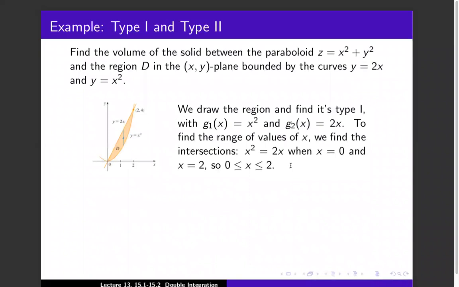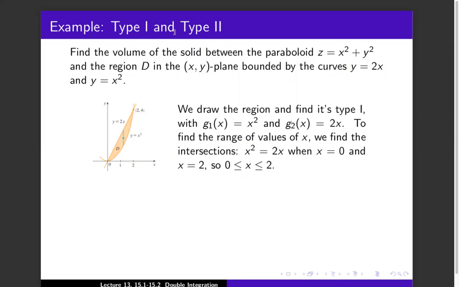So let's look at an example. What if you want to find the volume of the solid between the paraboloid z equals x squared plus y squared and the region D in the xy plane bounded by the curves y equals 2x and y equals x squared? Here's the region, drawn on the left-hand side. It's this little sliver. You can treat it as a type 1 region with g1 equals x squared and g2 equals 2x. That's between these two curves.